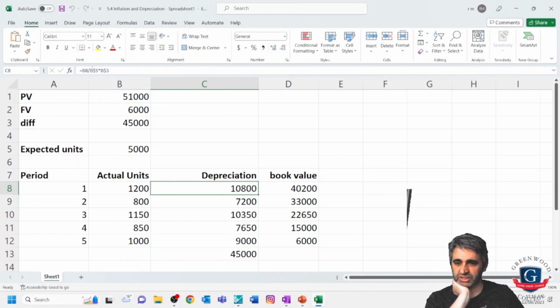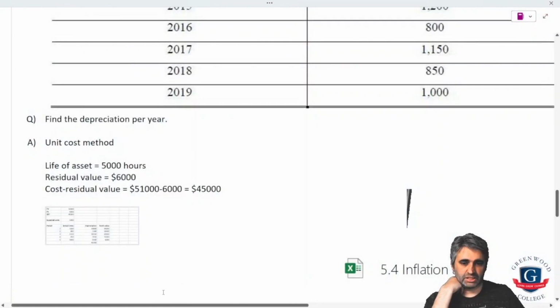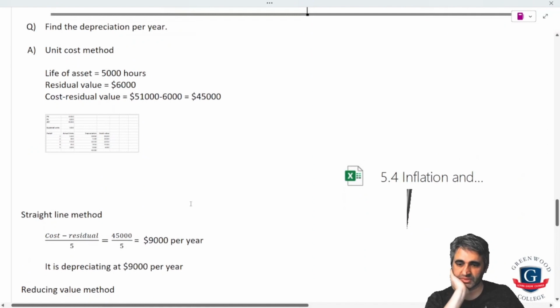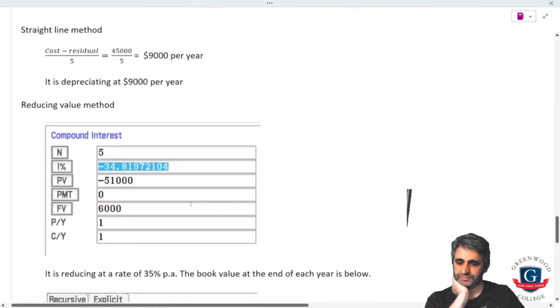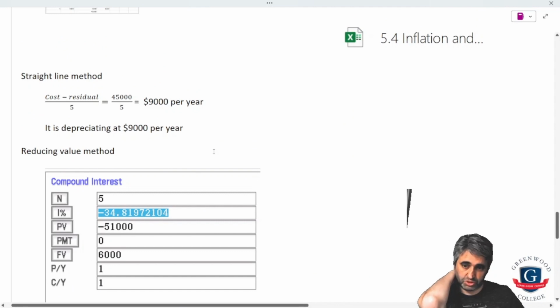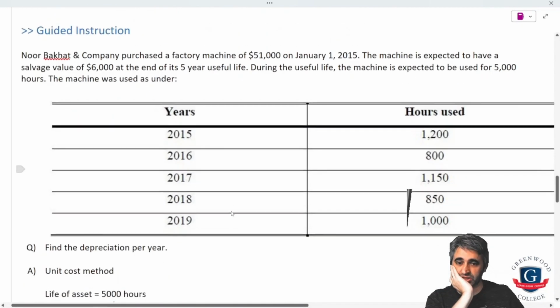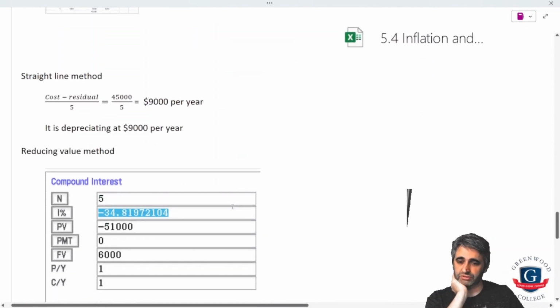If you want to think about it, you can have a look at this up here, and that tells you the formula that I used to make this work. You can do something similar with your class pad. Right, straight line method. The straight line method would just be, it's going down by $45,000 over 5 years. Divide that by 5, it's going down by $9,000 a year. And then you can work out each year thereafter.